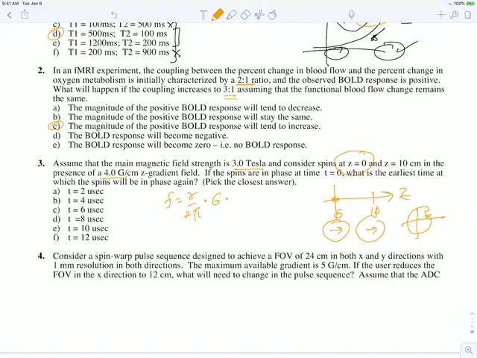So we want f to be the frequency, and we want to leave it on for some amount of time t, right? Because that's going to tell me how many cycles I go, all right? And we want that t to give us 1 cycle.